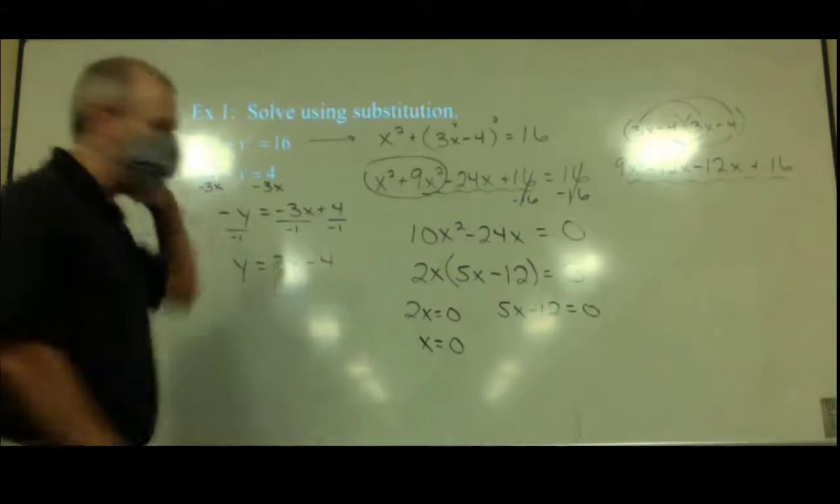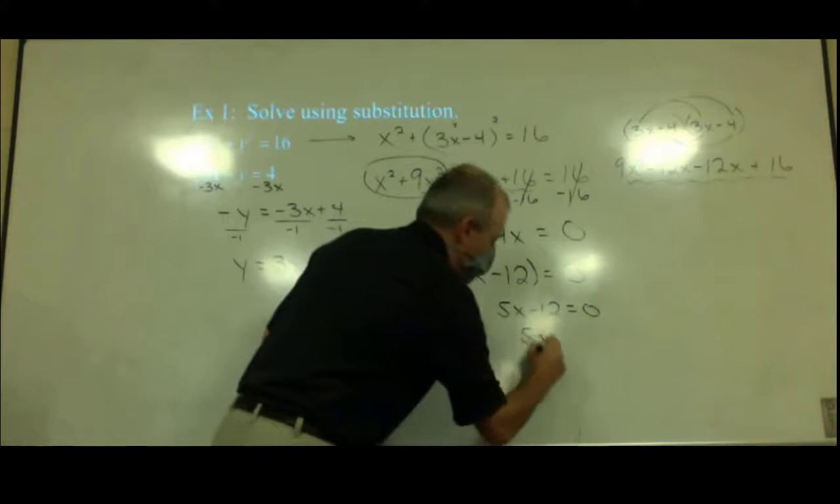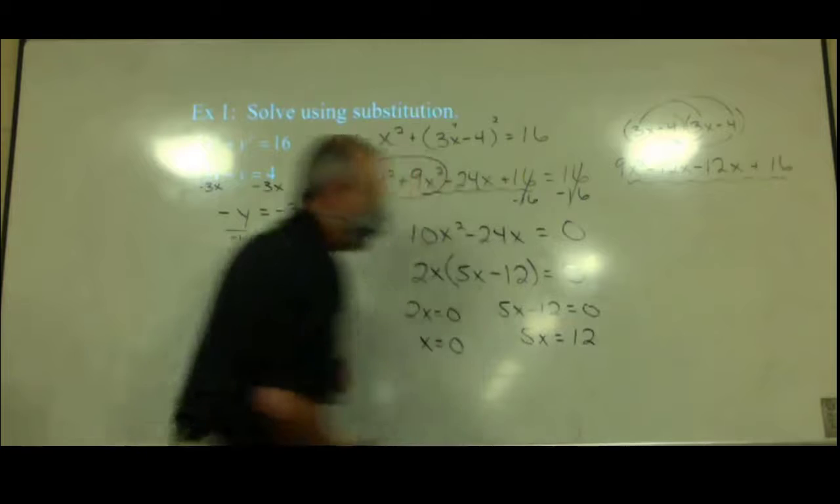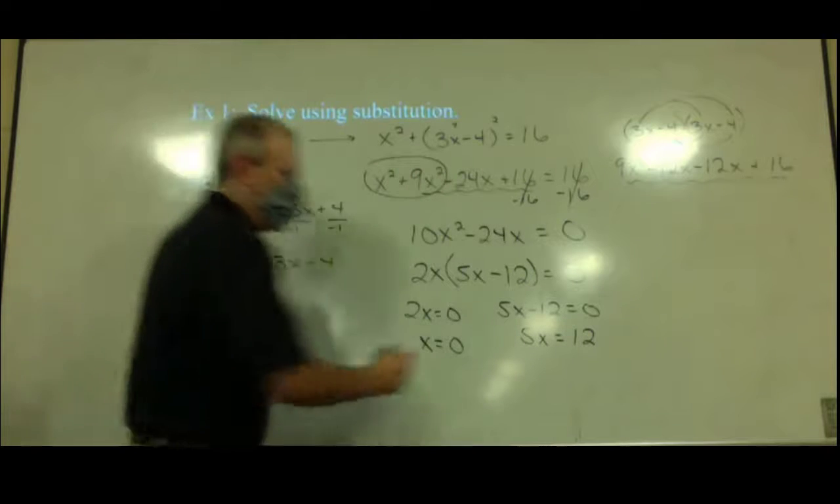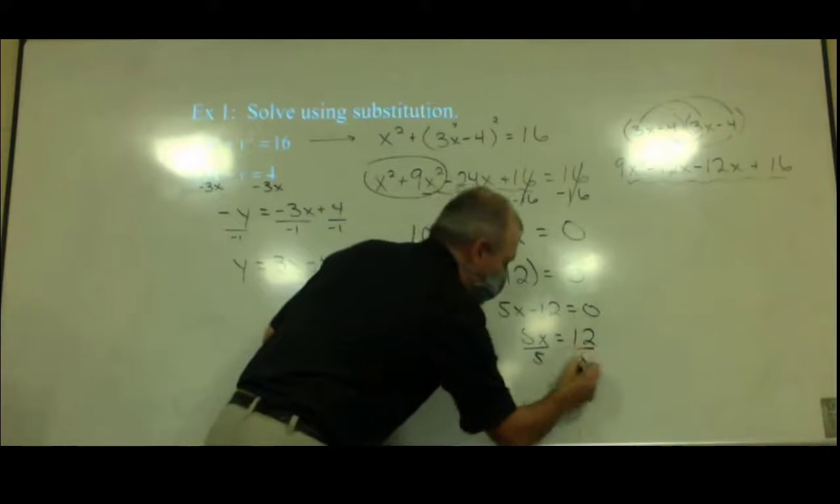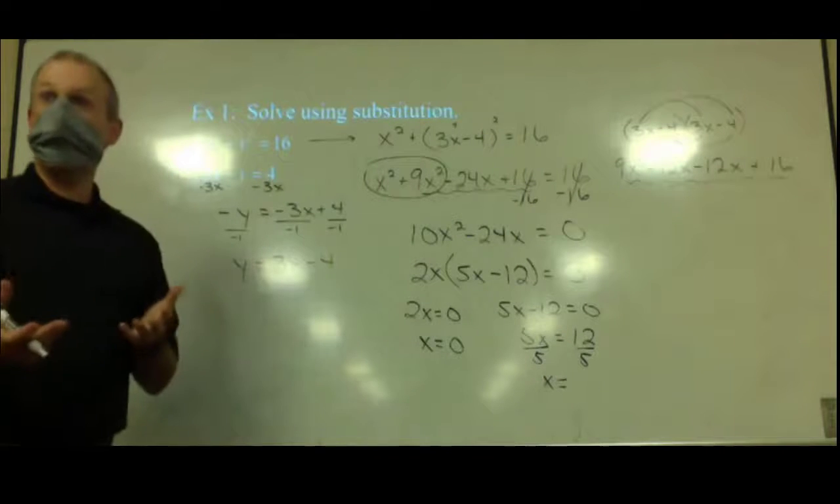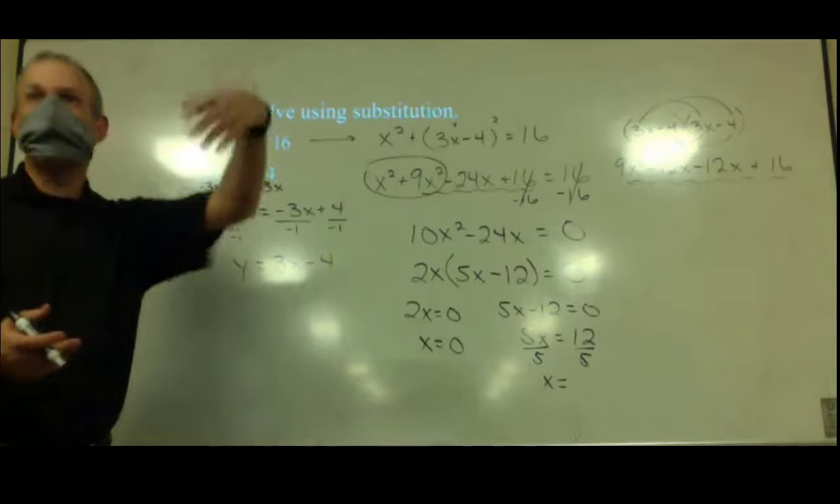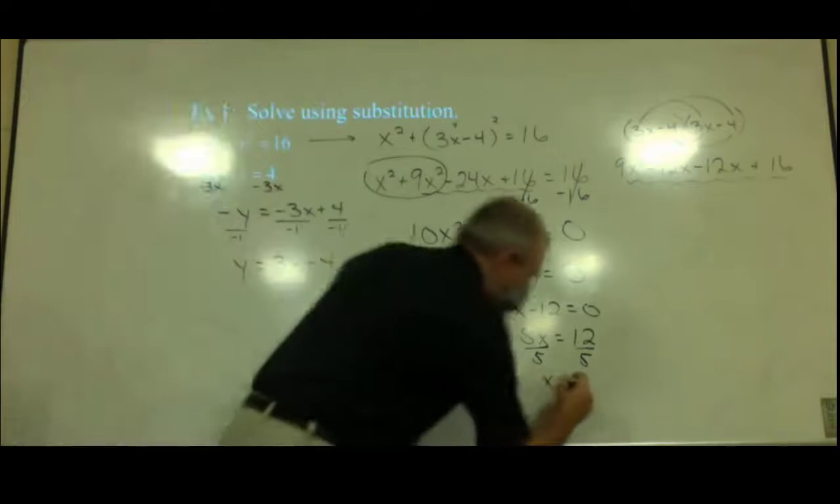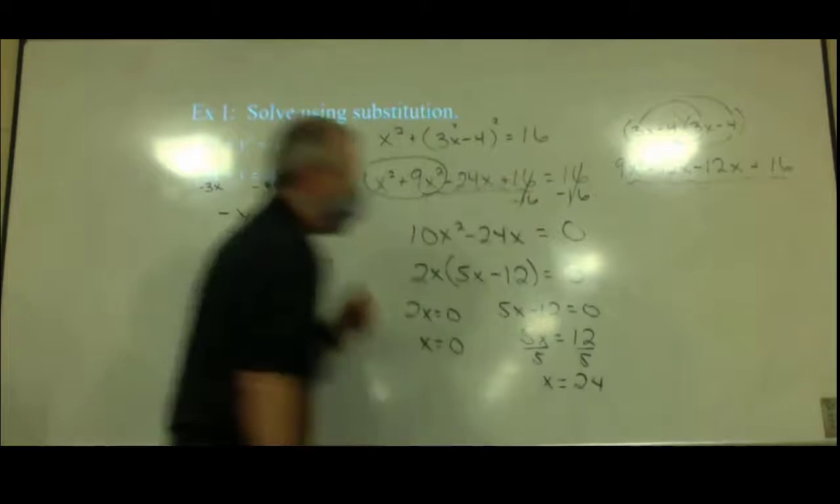Add 12. So 5x equals 12. And then what? Divide by 5. Now, dividing by 5 actually comes out pretty nicely. It ends up being 2.4 and stops. So there's no messy bunch of fractions or decimals. So we can just make that a 2.4.